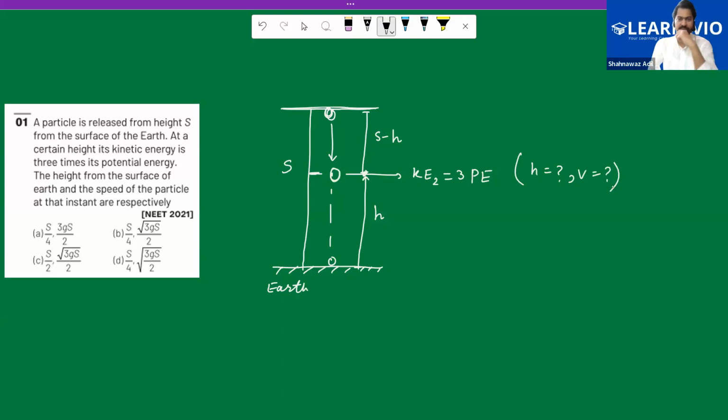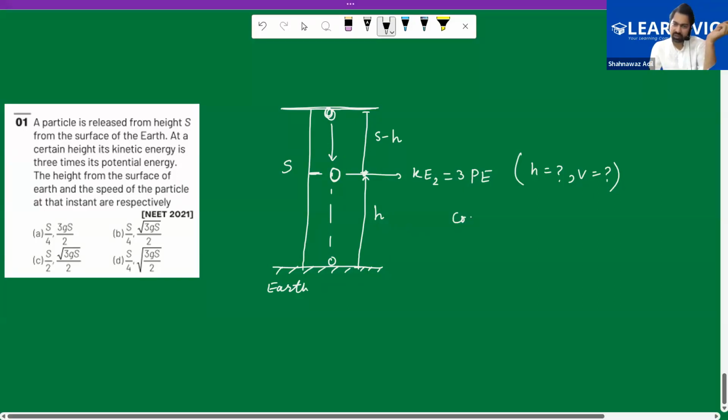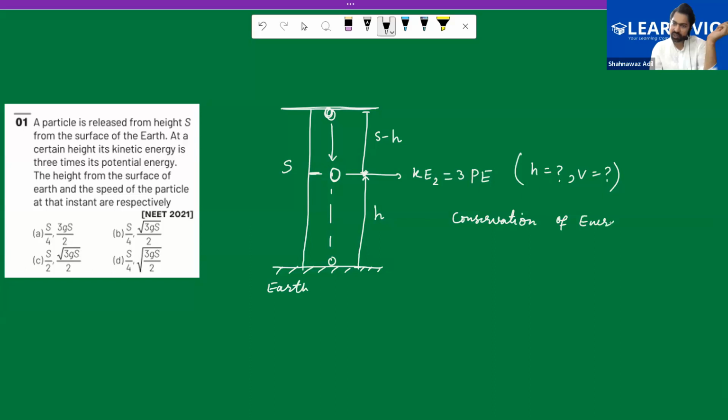So what is the idea that we will apply in here? Can you guys tell me? We have already learned the concept. What is the idea that we are going to apply in here? Okay, so the idea is conservation of mechanical energy. This is the idea that we have to apply. Conservation of energy we have to apply.